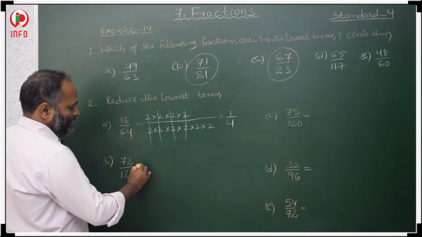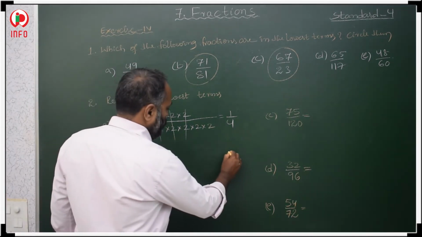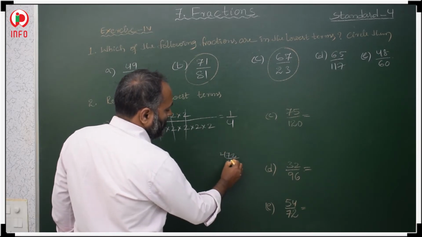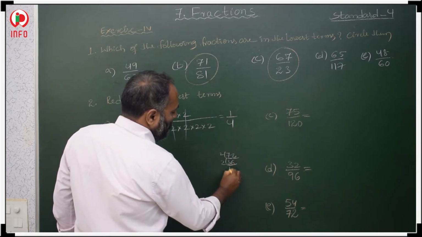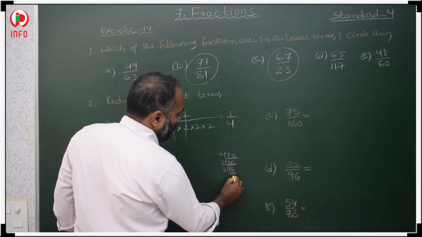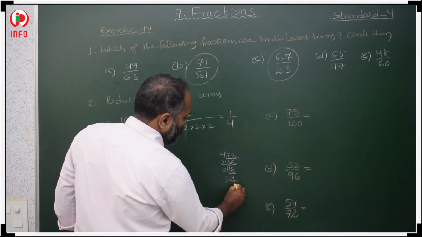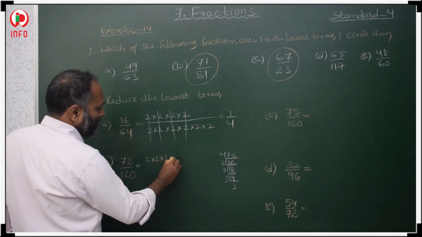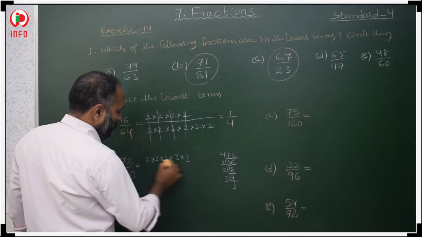Now 72, we have to write the prime factors of 72. It is divisible by 2. 2 3s are 6, 2 6s are 12, again 2, 2 9s are 18, 3 3s are 9. Then 72 means 3 times 2 into 2 into 2 into 2 times 3.